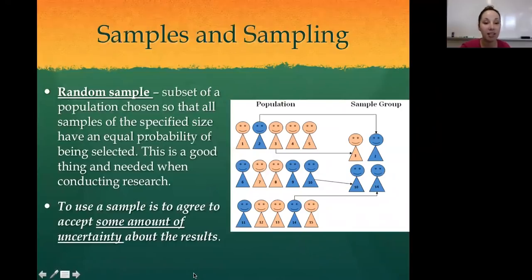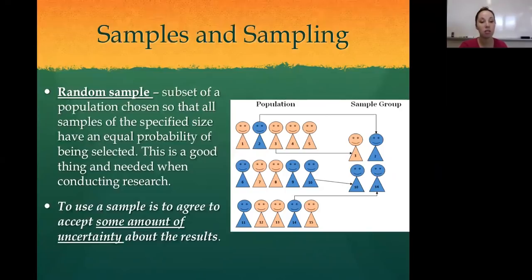So here is basically what I was saying earlier. A random sample is a subset of all the population chosen so that all samples of a specified size have an equal probability of being selected. This is a good thing and we need it when conducting research. So random sampling, like I said earlier, is the holy grail of sampling. It's where everybody who is in the population has an equal chance of being selected to be in the study. However, this is really difficult to do in the real world. We try to do it, but it's not always possible.